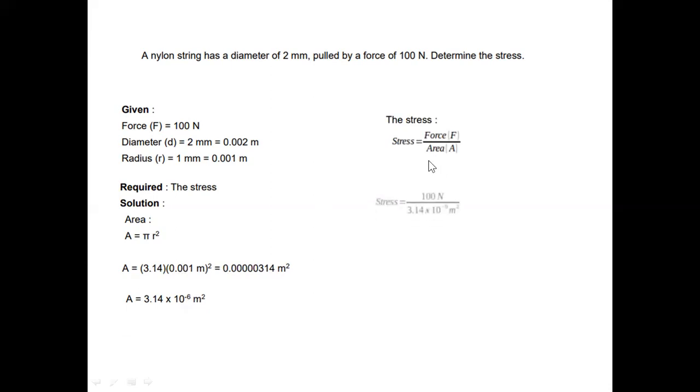If we're going to plug in the values, this becomes 100 newtons all over 3.14 times 10 raised to negative 6 meters squared. Now we have an answer of 31.5 times 10 raised to 6 Newton per meter squared, or in Pascal. Or this is also equal to 3.15 times 10 raised to 7 Newton per meter squared, or Pascals.